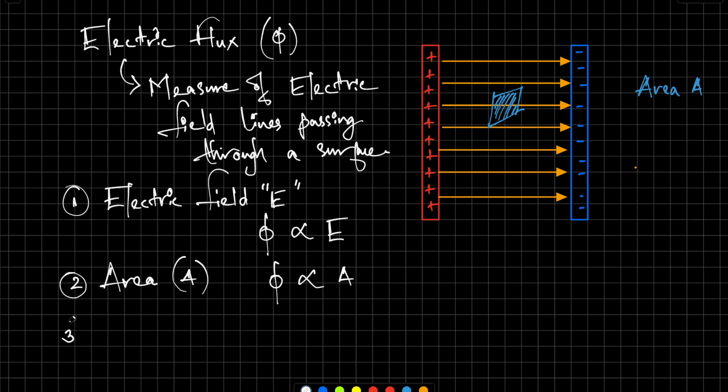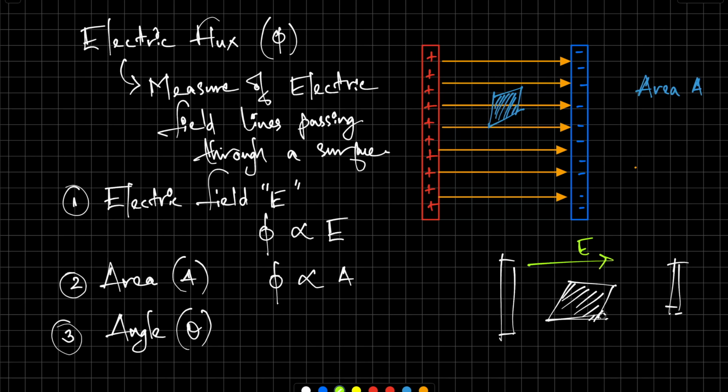And the third factor is the angle or the orientation of the plate. It's called theta. Let's say the plane of this rectangular plate is parallel to the electric field. So the area vector, how do you draw the area vector? Area vector is always perpendicular to the surface. If this is the surface, then the area vector will be perpendicular to it. This is the area vector.